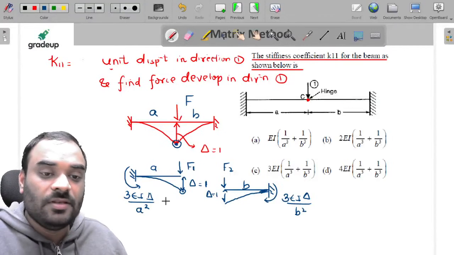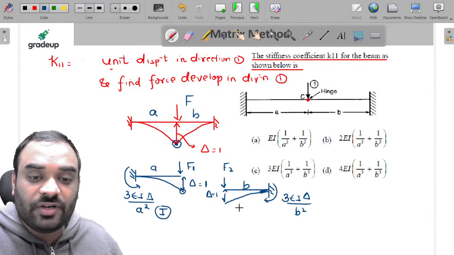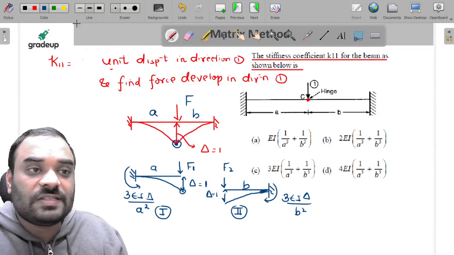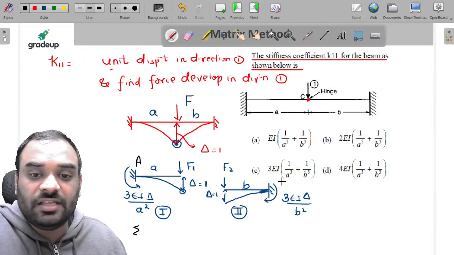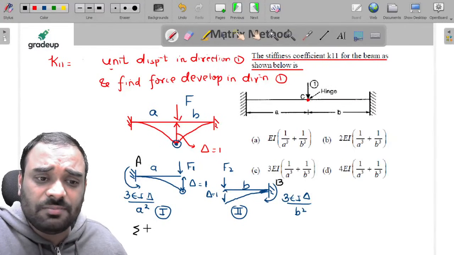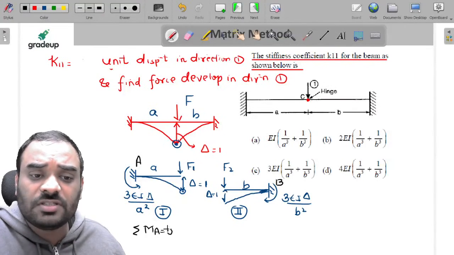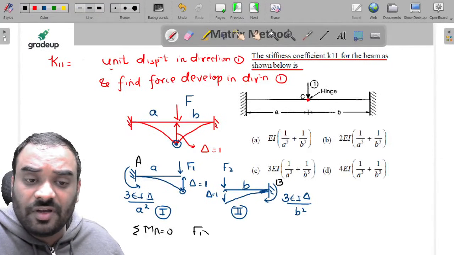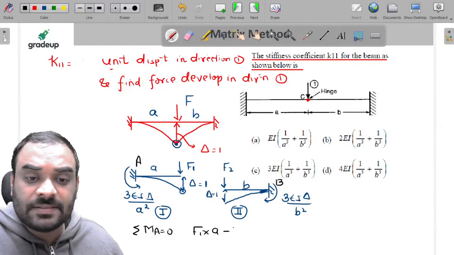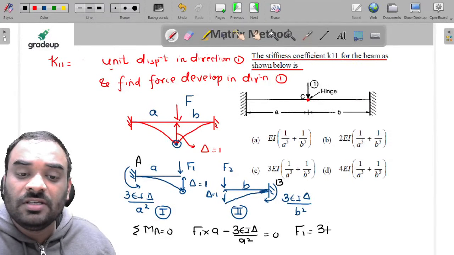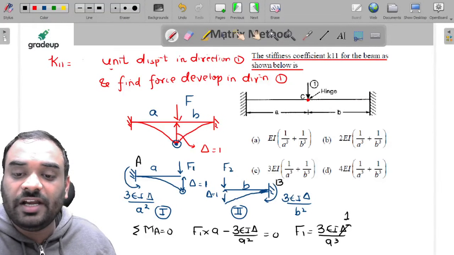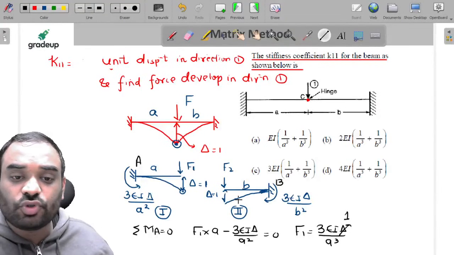Let us take this part as first and this part as second. Now just calculate the value of force F1. This particular point is A, this particular point is B. Summation of moment at A is equal to 0. So F1 into A minus 3EI delta by A square is equal to 0. F1 is equal to 3EI delta by A cube, and the value of delta is 1.